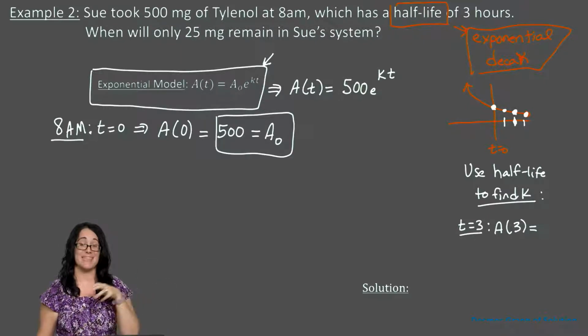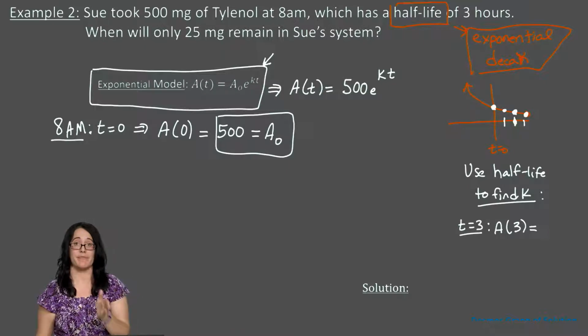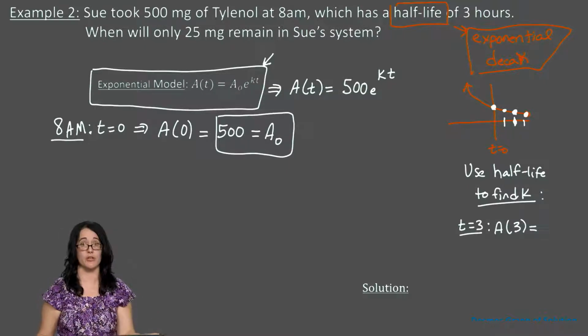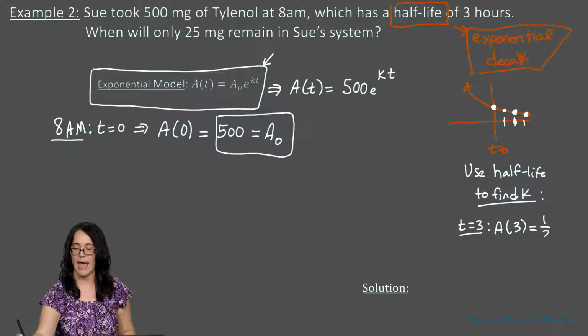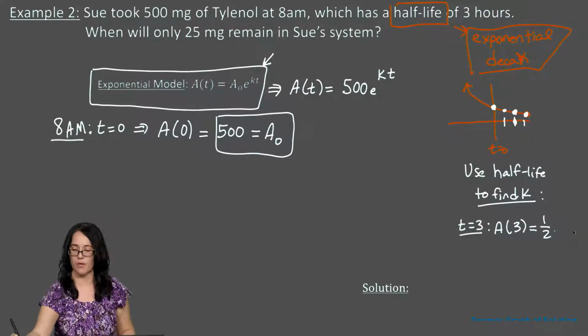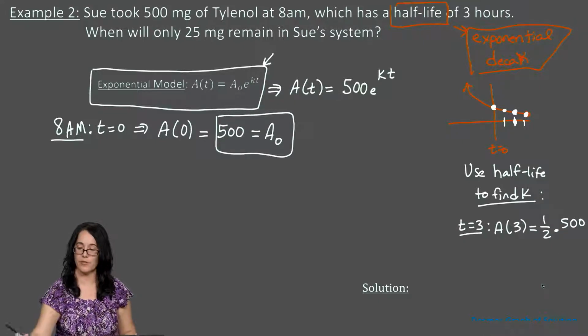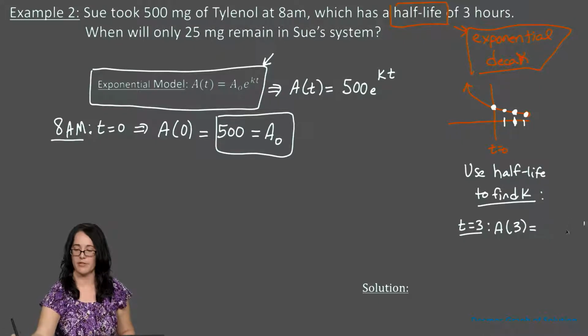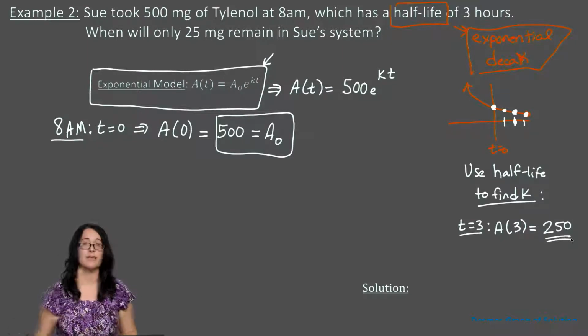We know, though, because it's half-life, that after that amount of time, she should have half of the initial amount, right? So you could write half times a sub 0, or you could just say, I know she started with 500, didn't she? So half of 500. In other words, half of 500 is just 250. Okay, so there is a shortcut to this, and you'll see it in a moment.